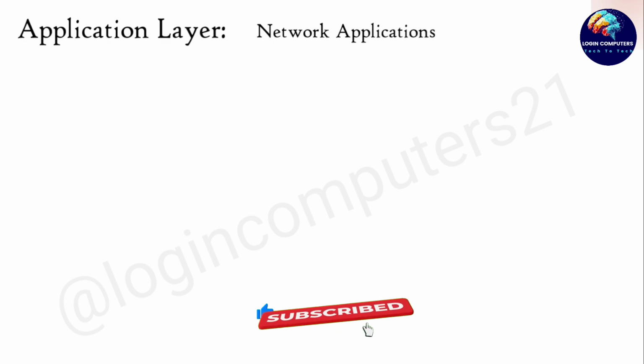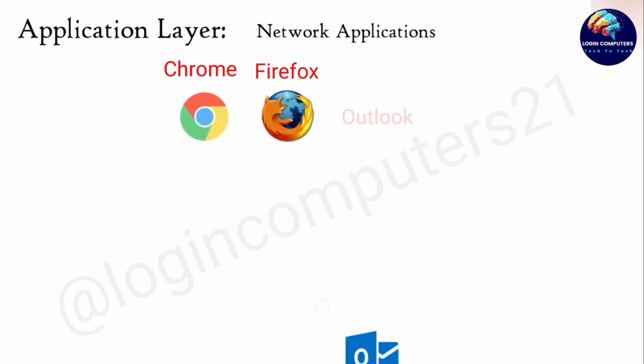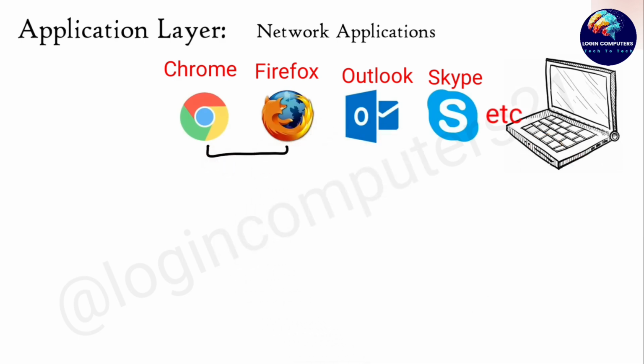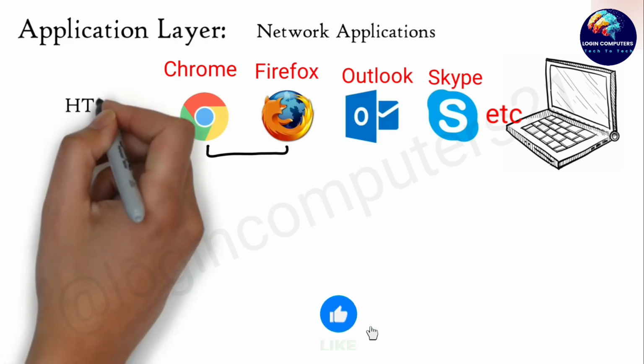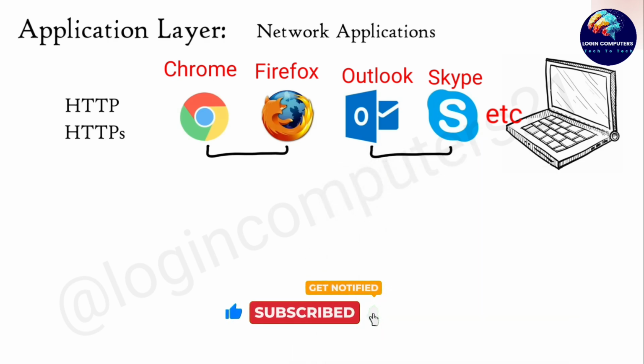Network applications means computer applications that use the internet, like Chrome, Firefox, Outlook, Skype, etc. A web browser is a network application running on your computer. It uses the application layer protocols HTTP or HTTPS to do web surfing. Not only web browsers, but all network applications, including Outlook, Skype, etc., depend on application layer protocols to function.